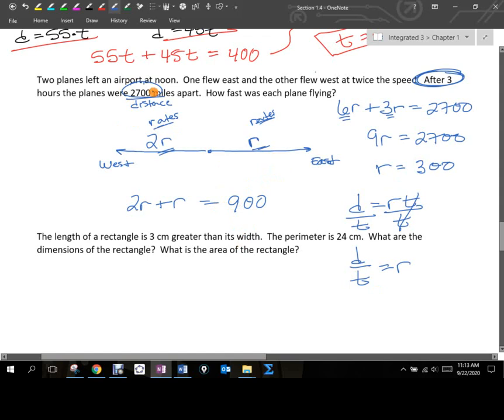So now I've taken the 2,700 and the 3 hour components, changed those to a rate. Now I get 3 R's is equal to 900. What's that going to be? R is going to be 300 again, right?